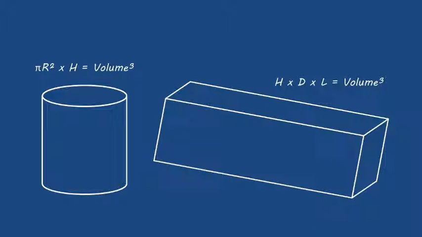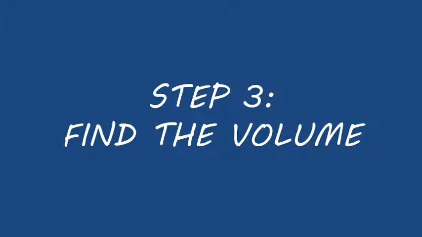One way to think about volume is that you're finding the surface area for one of the object's surfaces and then multiplying that surface area by the depth or height depending on which way the object is orientated. The final step is to solve for the volume.